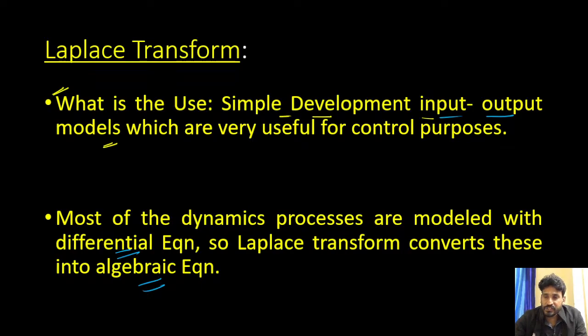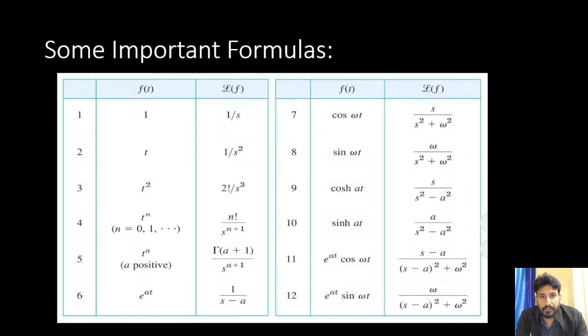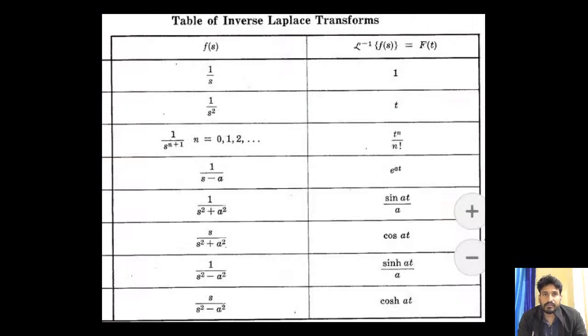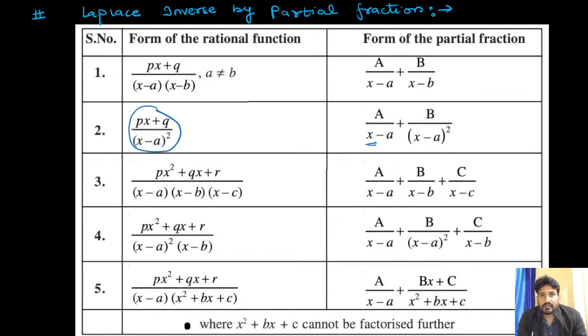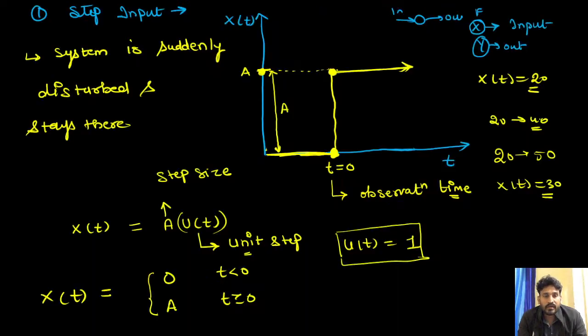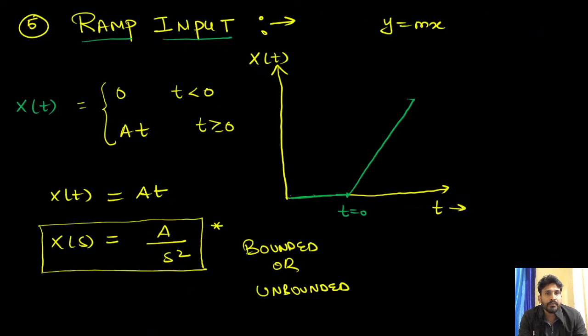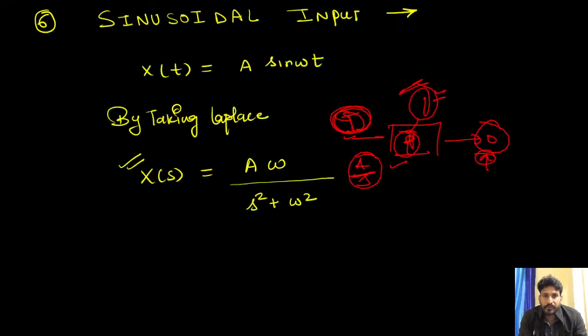In the previous session, we successfully discussed some topics like what is the Laplace. There are some important formulas: final value theorem, initial value theorem, and the basics of the inverse Laplace, and the partial fraction formulas, and what are the forcing functions or the input functions, in which we discussed the step input, the unit pulse input, impulse input, ramp input, and sinusoidal input, right? Their function in t terms and their function in the s terms.